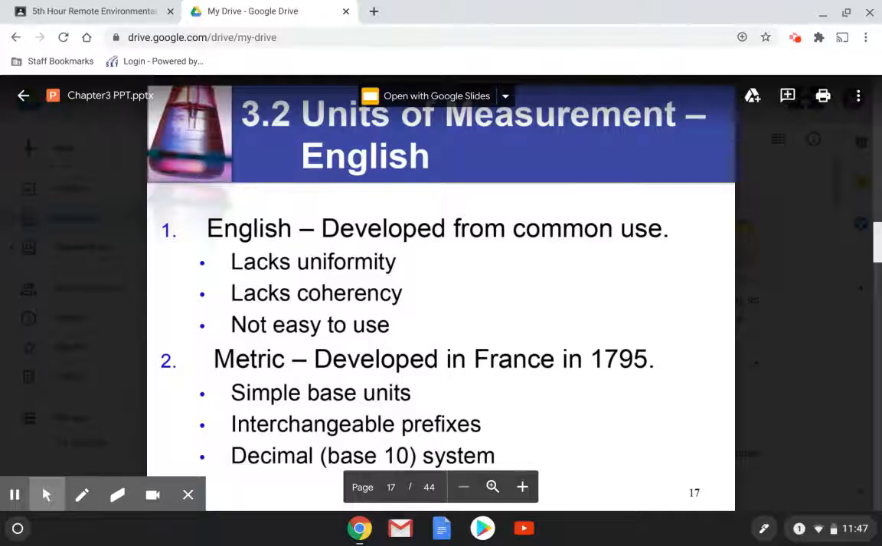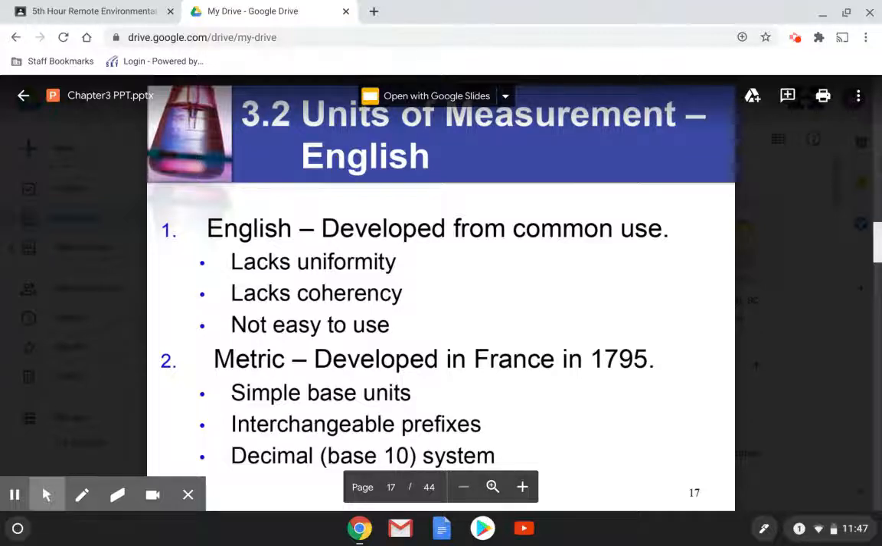Like if I were to say that person is 6 feet tall, you would understand how tall the person is. But if somebody was living in Germany or China, they might not have an idea what you're talking about because they deal with the metric system. And so that's kind of a big fault, especially in the science community, when we can't really use the English system for measurement because it lacks uniformity, lacks coherency, and it's not the easiest to use because you're dealing with a lot of different numbers.